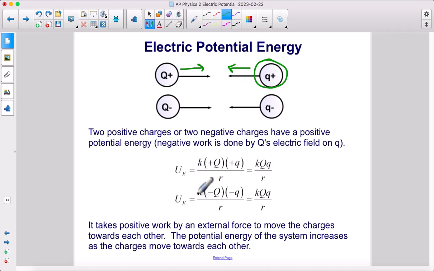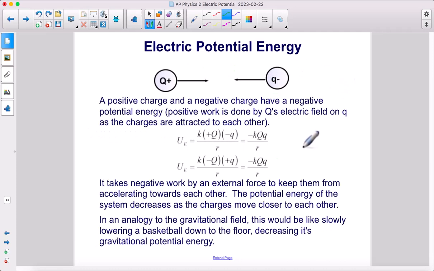So you can see here with the equation that if you have two positive charges or two negative charges, those signs here will cancel out, giving us kQq over r. So once again, it takes positive work by an external force to move the charges towards each other. The potential energy of the system increases as the charges move towards each other.